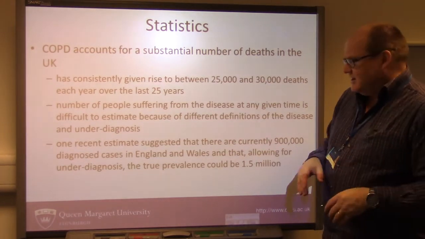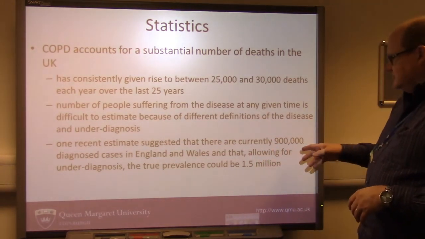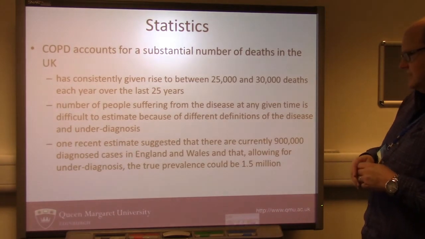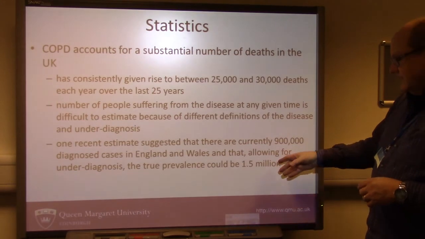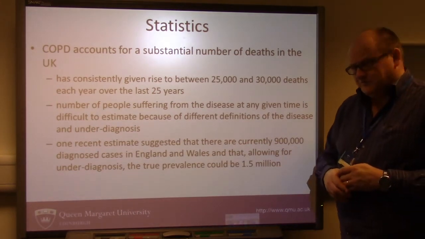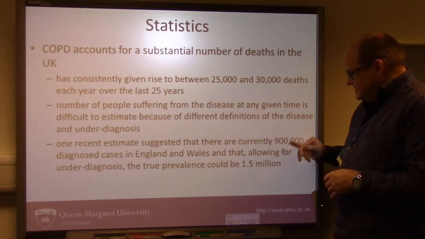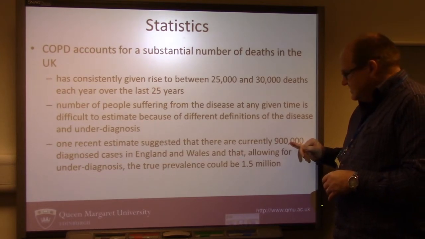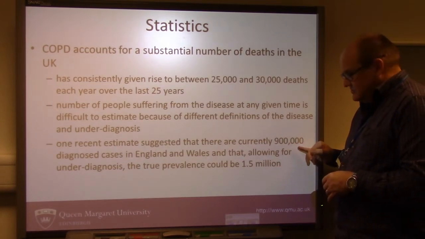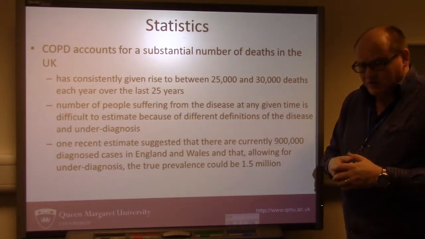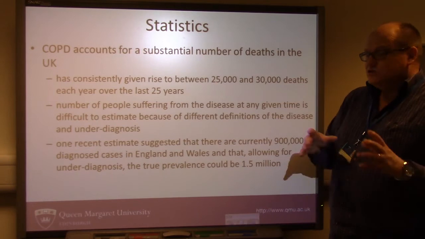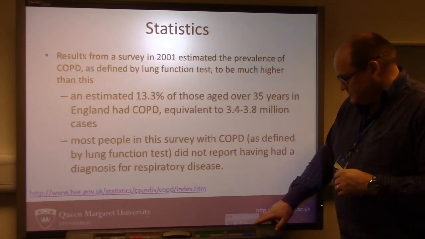One recent estimate actually put a figure of 900,000 diagnosed cases in England and Wales. And then with possible underdiagnosis, that could be as high as 1.5 million. Now, that's a 66% difference from that figure of 900,000 to 1.5 million. So it gives you an idea, we're talking about a huge level of potential underestimation.